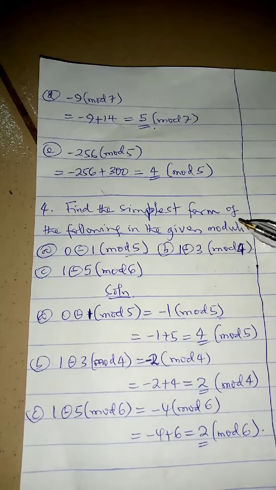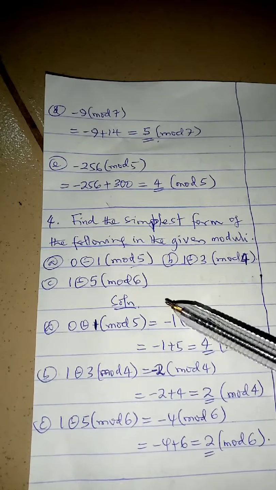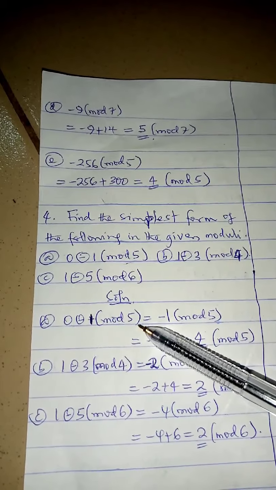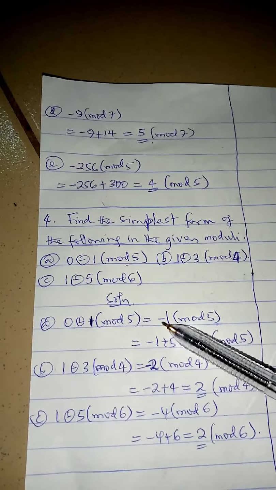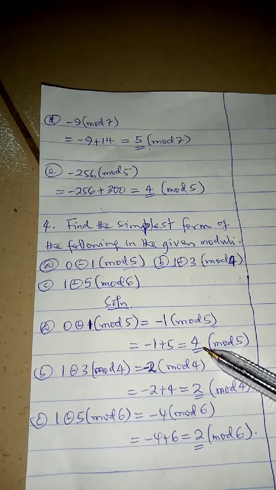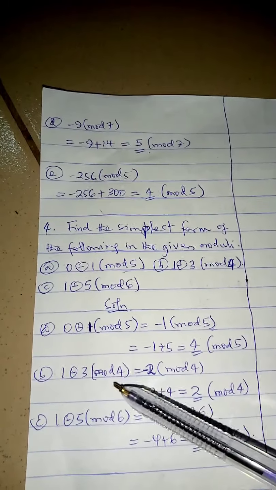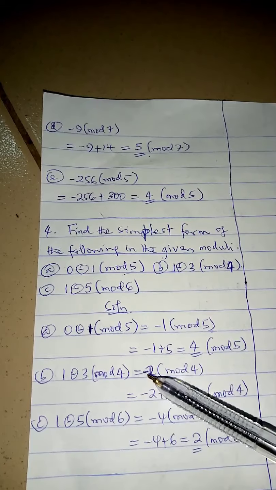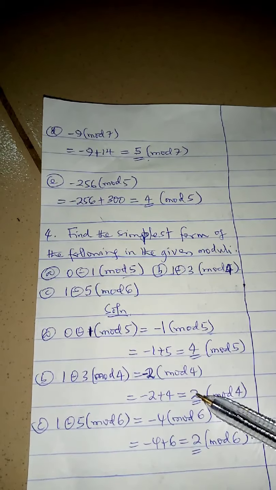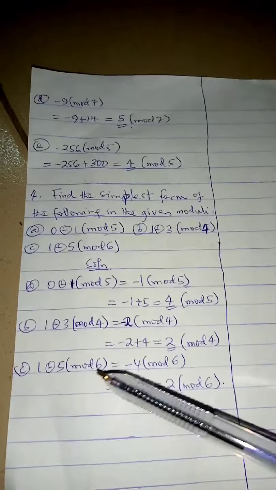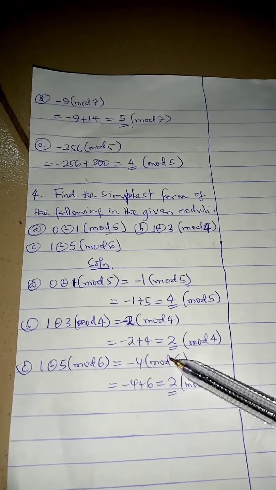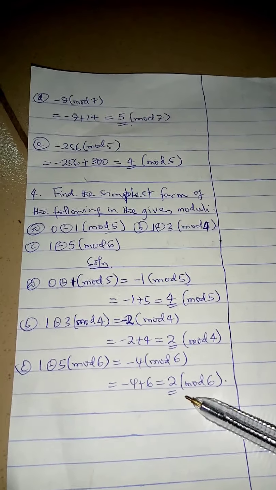Find the simplest form of the following in the given moduli. 0 minus 1 in mode 5 will give you minus 1. So in mode 5, add 5, you get 4. 1 minus 3 in mode 4 is minus 2. Add 4, you have 2. 1 minus 5 is minus 4. Add 6, and you have 2.